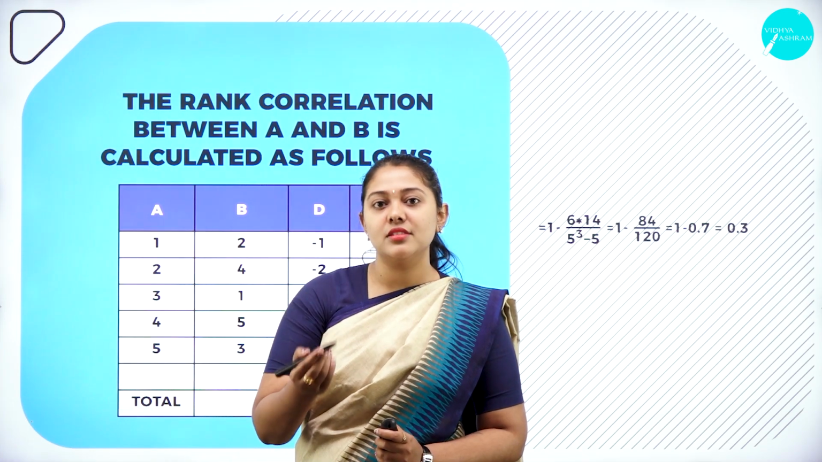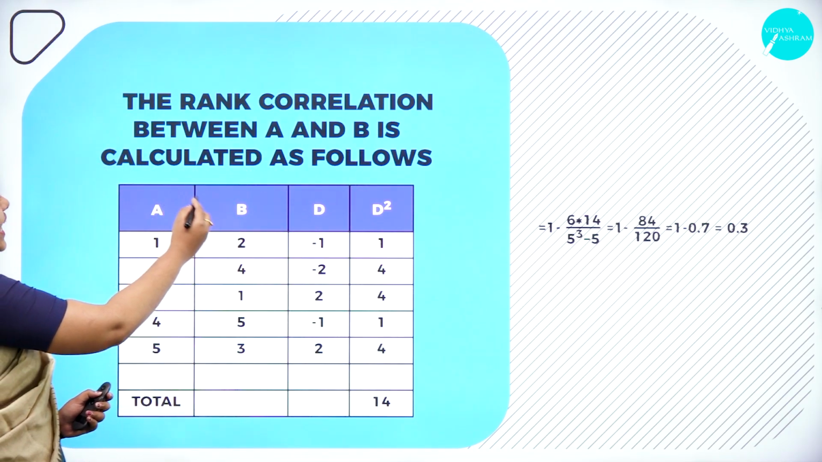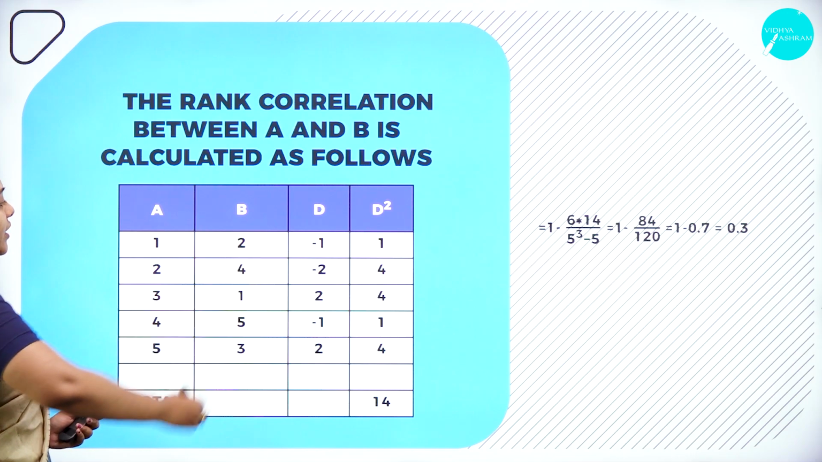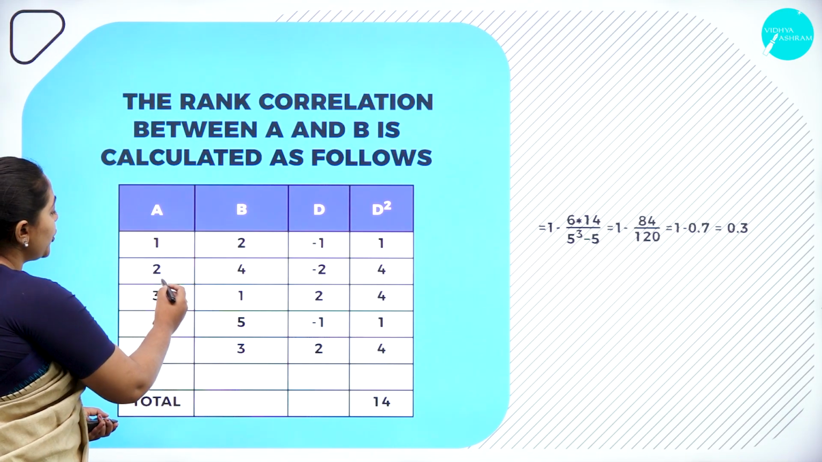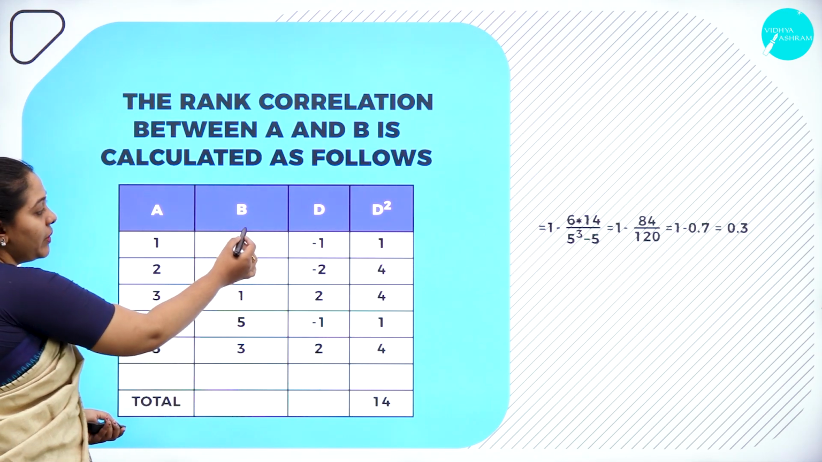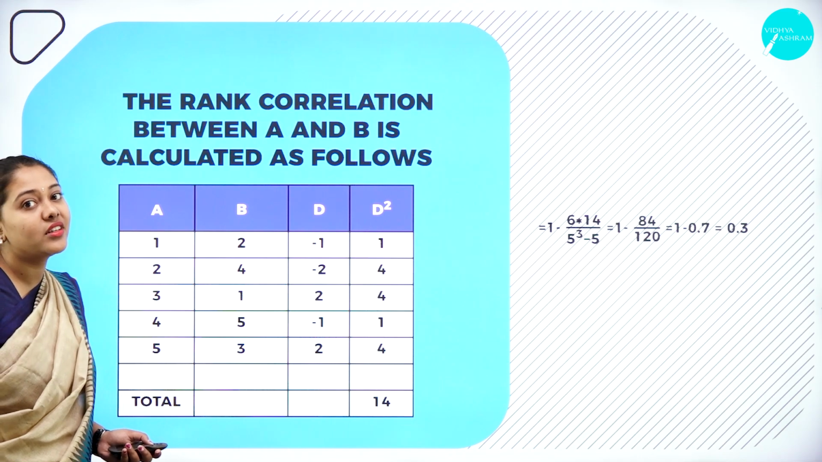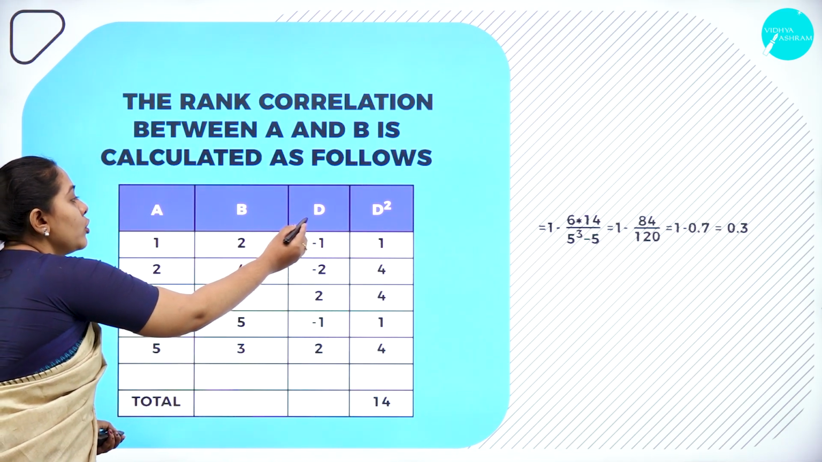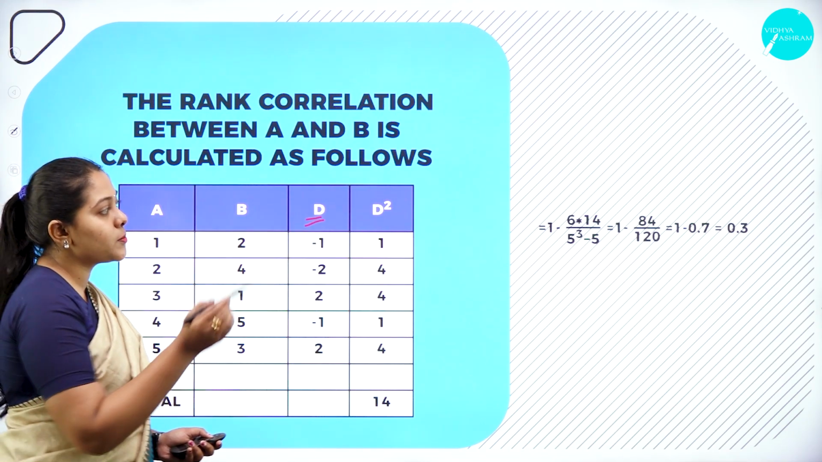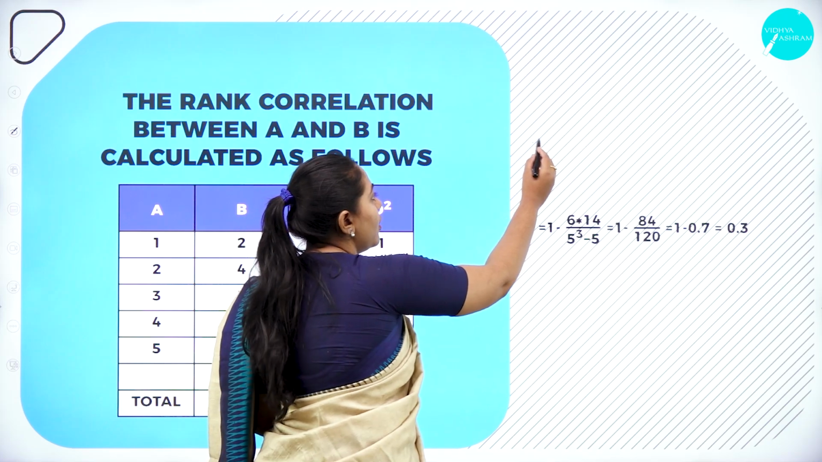Now let us substitute the values. So the rank correlation between A and B is calculated as follows. So what is A data given? 1, 2, 3, 4, 5 and the B data is given as 2, 4, 1, 5 and 3. So this is the data given in the question. So how to find this deviation? As per our formula we need deviation. So how to find out?